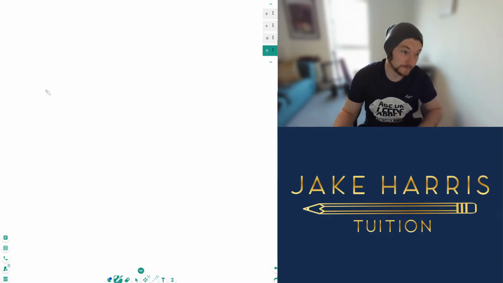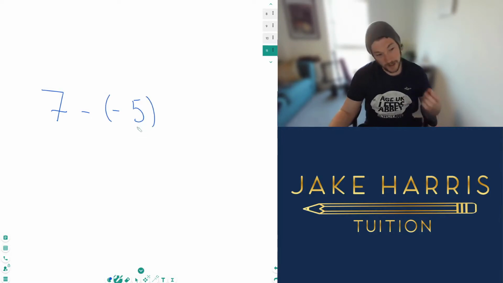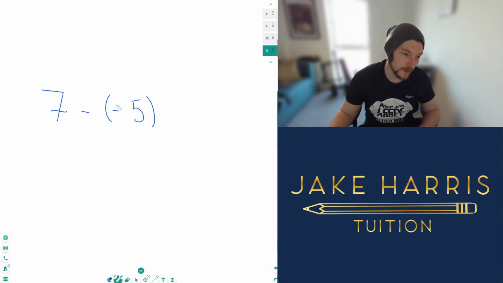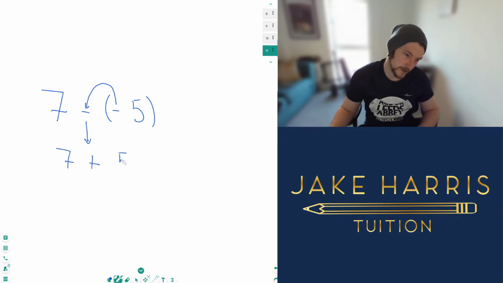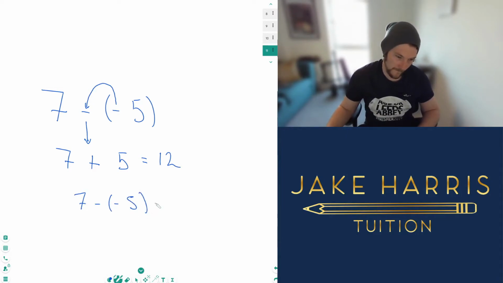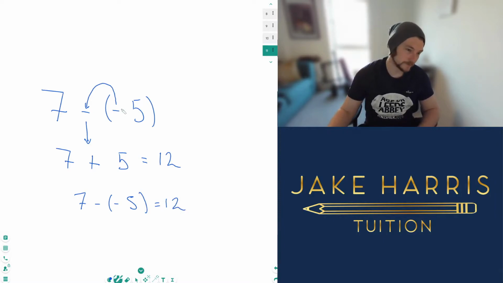To give another example, if we had 7 minus minus 5, once again, same rule applies. Negative number flips the sign that's next to it, so the negative becomes a plus, and the numbers just stay the same. So our 7 minus minus 5 becomes 7 plus 5, which is 12. So 7 minus minus 5 is 12. So a negative number always flips the thing that's next to it, and you end up with one sign.